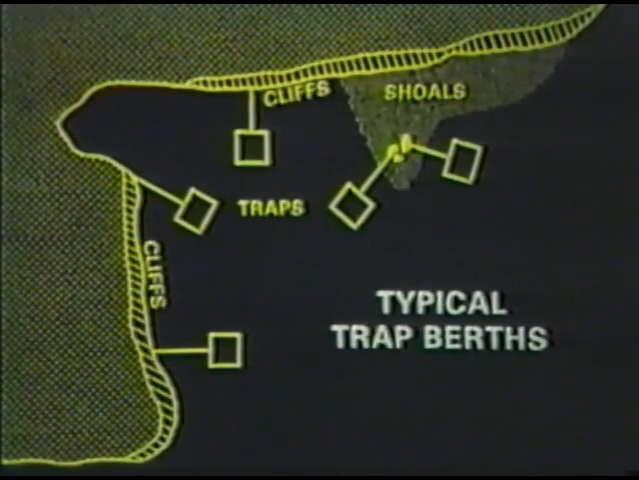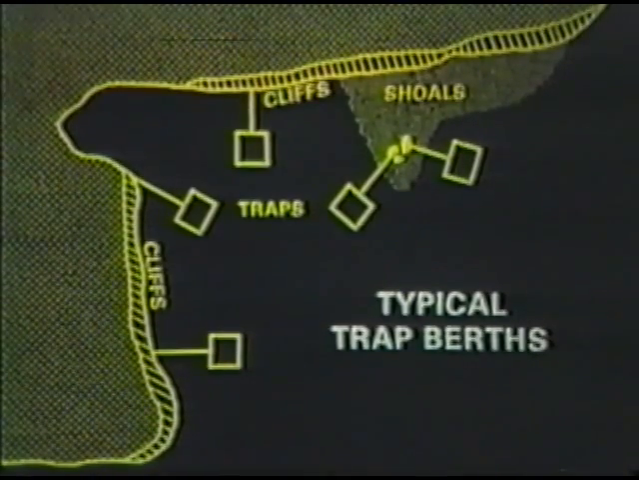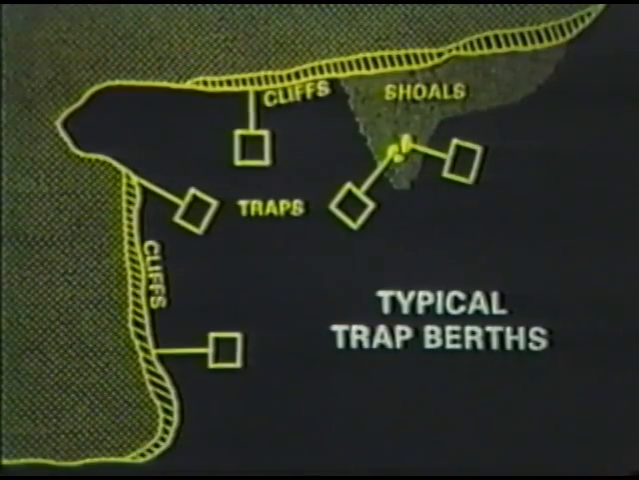Cod traps are set in places where the cod are known to migrate to shore in large numbers year after year, and where water depth and bottom conditions are suitable. The bottom should be reasonably smooth and flat, and the water from 10 to 20 fathoms in depth. Most good trap berths are located along the shoreline off cliffs or points of land. Some are found around shoals offshore.